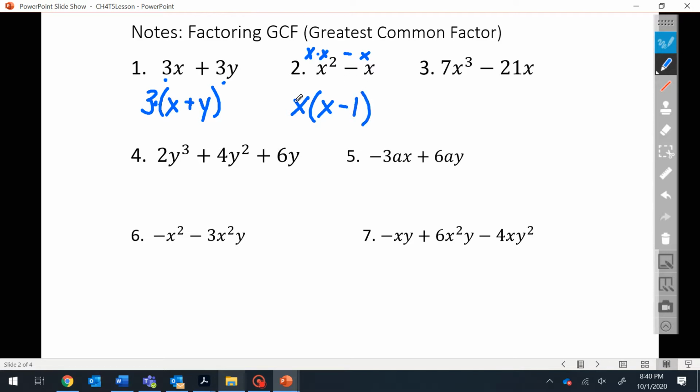because negative x divided by x is negative 1. And then we can check this. X times x is x squared. X times negative 1 is negative x.